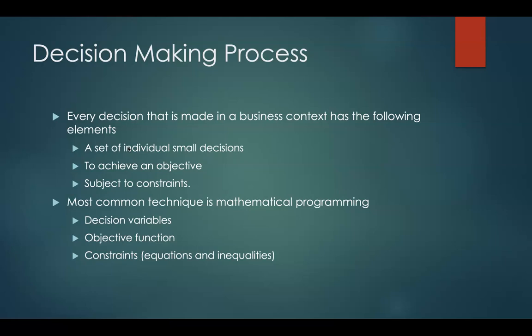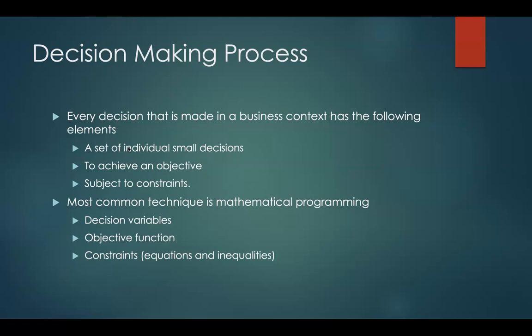Think of any decision that you've made. There are lots of decisions that would have profoundly affected your life. Where did you go to college? What type of car to buy? What type of major to pursue? What type of job to get? There are lots of decisions that you might have made, and each time you made a decision, your decision involved all of these three elements: a set of smaller individual decisions used to achieve a single objective while being subject to constraints.